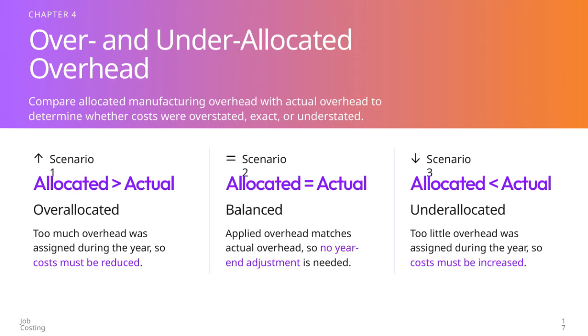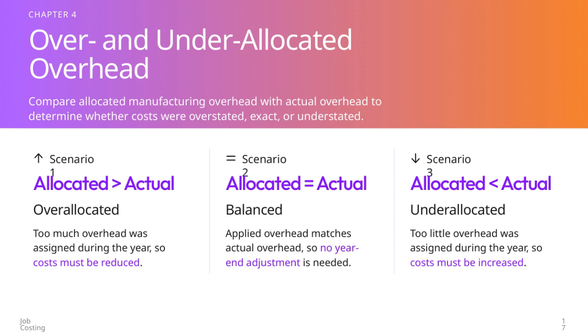This happens when we compare the manufacturing overhead that we allocated throughout the year with the actual overhead costs incurred. If the allocated overhead is greater than the actual, we call this overallocated overhead, meaning we assign too much overhead. As a result, we need to reduce the costs to reflect the true expense. On the other hand, if the allocated overhead exactly matches the actual costs, we have a balanced situation, and no adjustment is necessary at year-end.